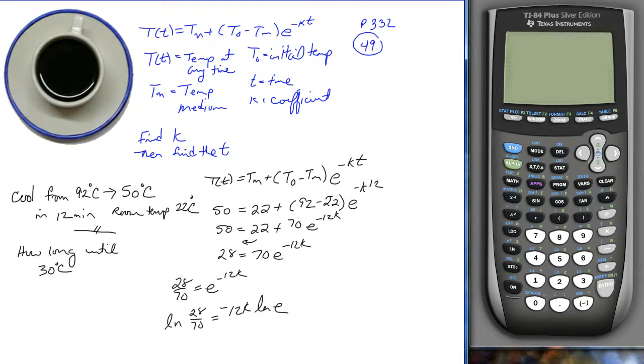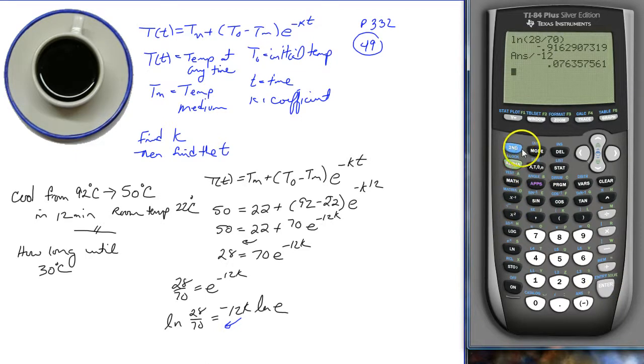What I want to do is move this 12k over. But first I'm just going to punch some numbers in the calculator. So get your calculator. So ln of 28 divided by 70, close the bracket, and I'll hit enter now. It's a little bit safer. Divide by negative 12. Enter. And divide by ln 8. So far I have this. So now divide by the natural log of e. The e is over the division symbol.